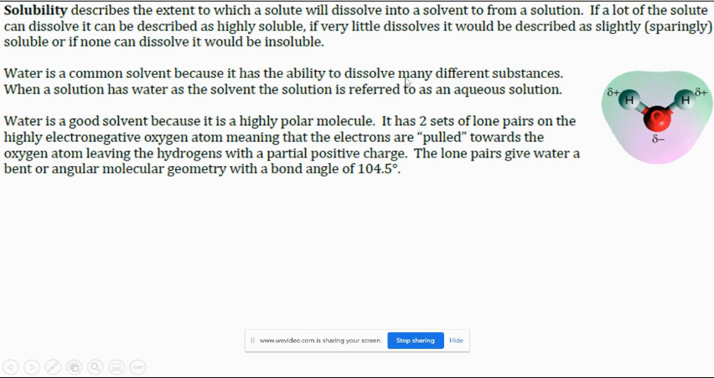Because it has the ability to dissolve a lot of different things because it's polar. Okay. So water is extremely polar. It has 2 sets of those lone pairs of electrons. It ends up being, it has that highly electronegative oxygen on there where the electrons kind of stay in this region of the molecule more than this region. Okay.